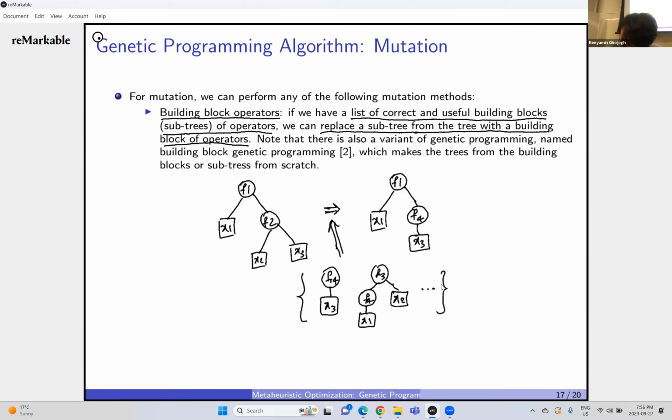Note that there is also a variant of genetic programming named building block genetic programming, see reference 2, which makes the trees from the building blocks or subtrees from scratch. So this variant of genetic programming doesn't grow the trees randomly. It just puts the building blocks together. Okay? In this specific variant, the user says, I want the solution to be a combination of these expressions.